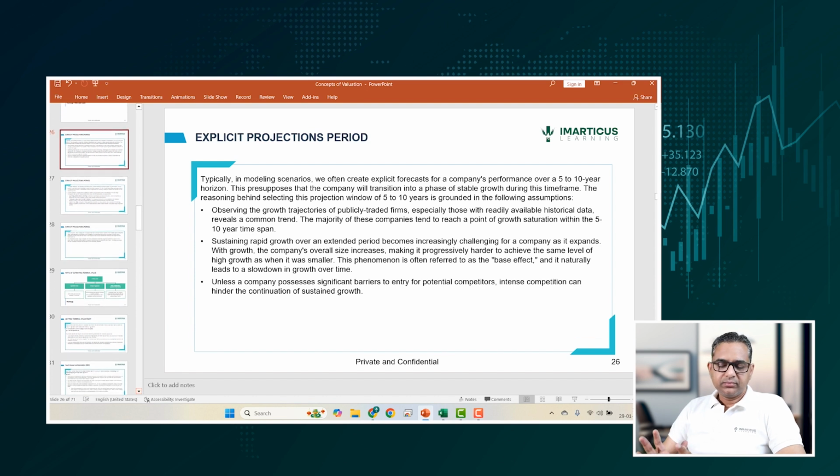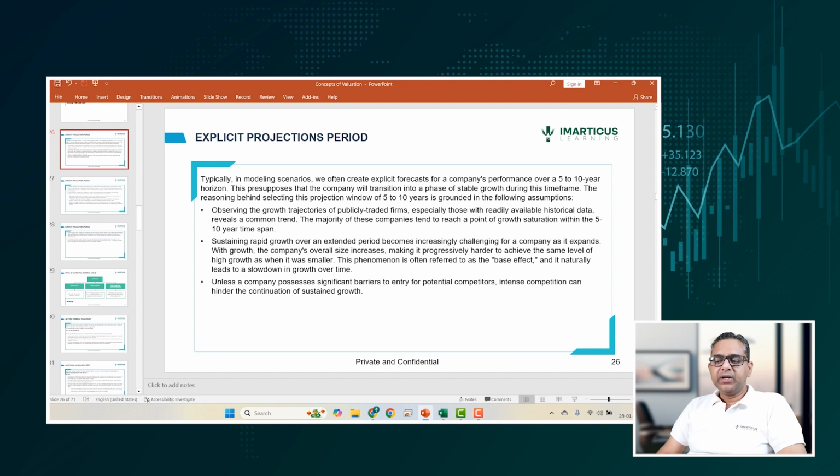Typically, we make the explicit forecasts over a 5 to 10 year horizon. This presupposes that the company will transition into a phase of stable growth during this lifetime. Reasoning behind it is observing the growth trajectories of publicly traded firms, especially those with readily available historical data, reveals a common trend. The majority of these companies tend to reach a point of growth saturation within the 5-10 year time span. So, this observation that we should forecast for 5 to 10 years is based on the data.